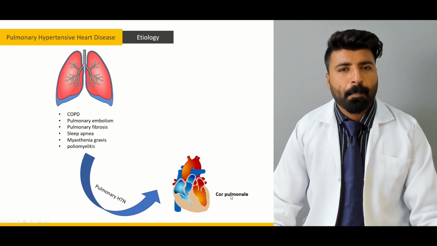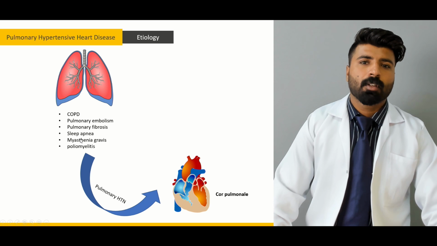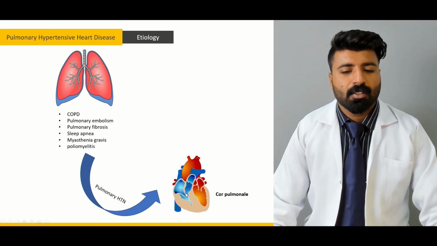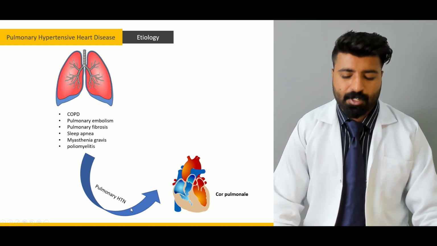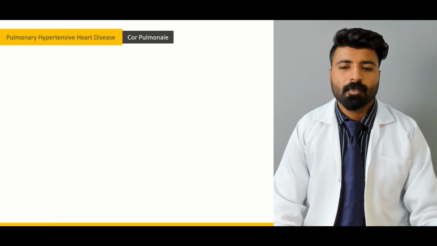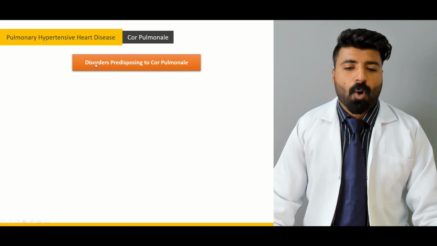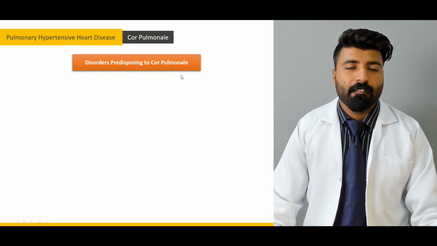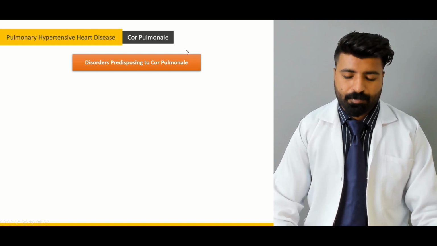Now, cor pulmonale means right ventricular hypertrophy because of pulmonary hypertension. You get my point? I hope you get my point. So this is actually the heart disease which is happening because of pulmonary hypertension. Next down we have cor pulmonale disorders predisposing to cor pulmonale. Which are the disorders which predispose to getting cor pulmonale?